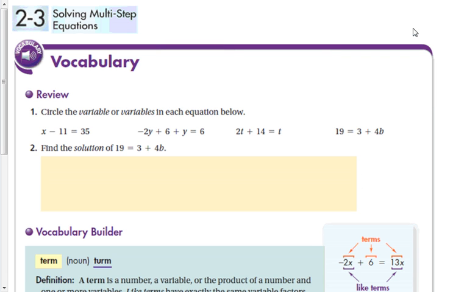Hey students, this is lesson 2-3, solving multi-step equations. You're going to learn how to solve multi-step equations in one variable. Go ahead and do the review here. I'll check back with you.